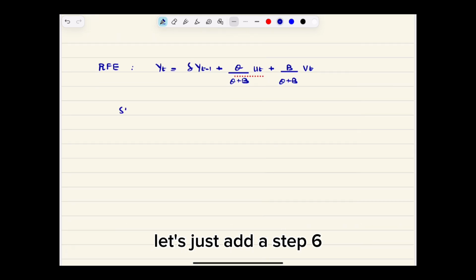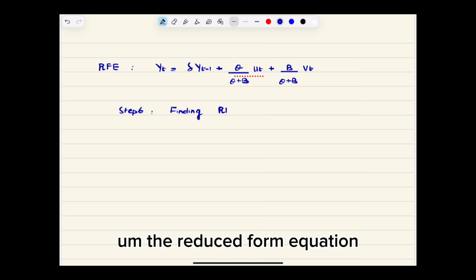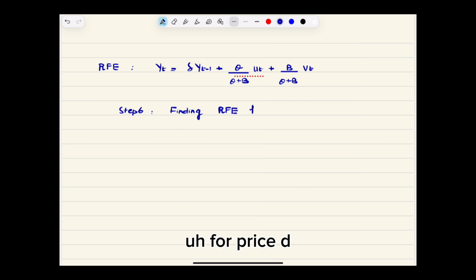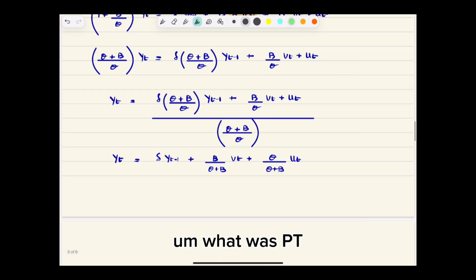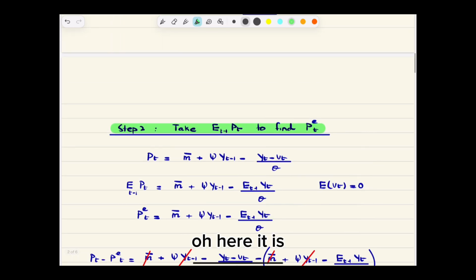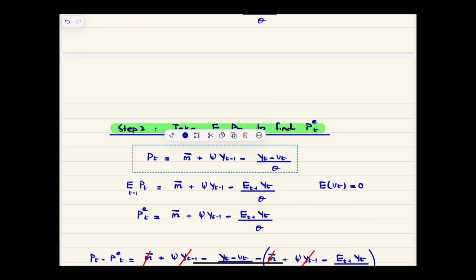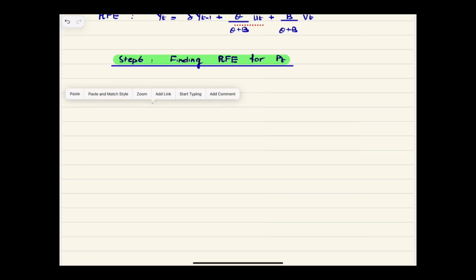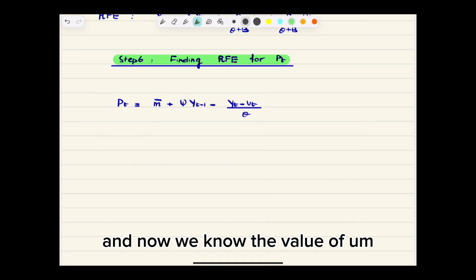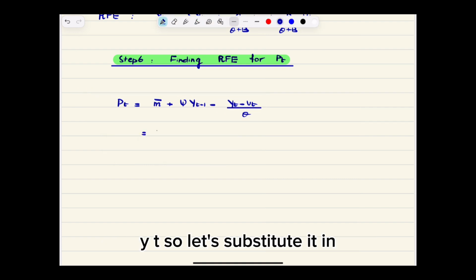Let's just add a step 6, finding the reduced form equation for price pt. I'm just adding this as a just in case extra step. What was pt? Oh, here it is. So this was our pt, and now we know the value of yt. So let's substitute it in.